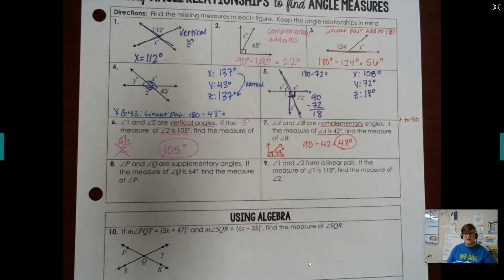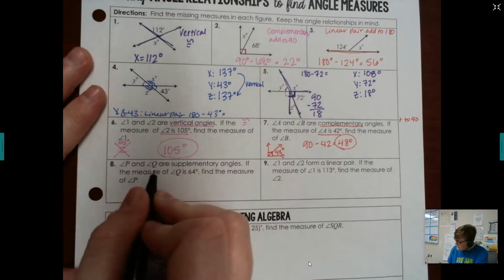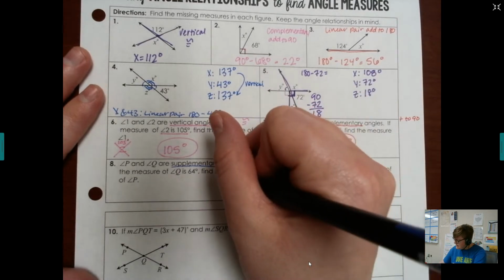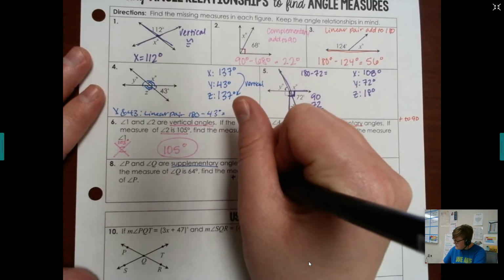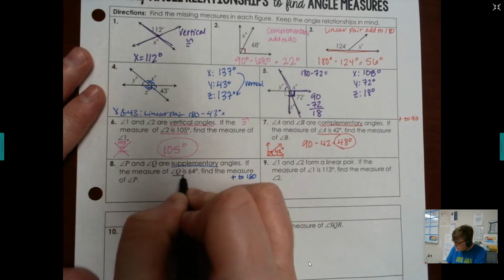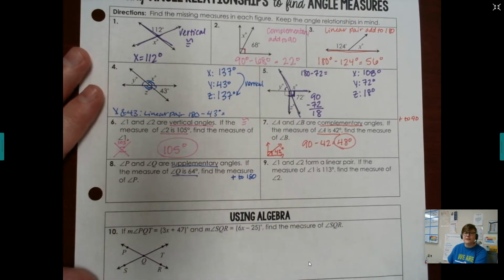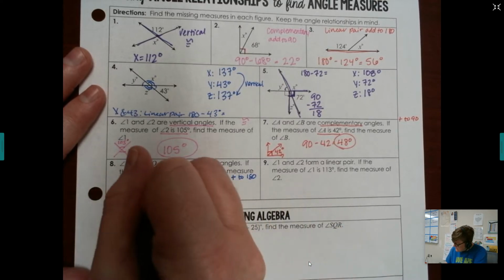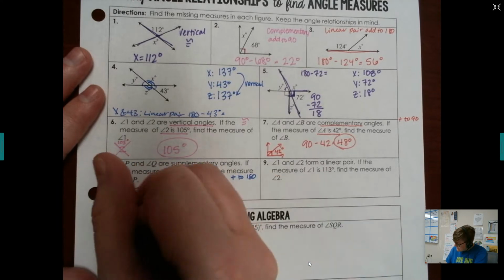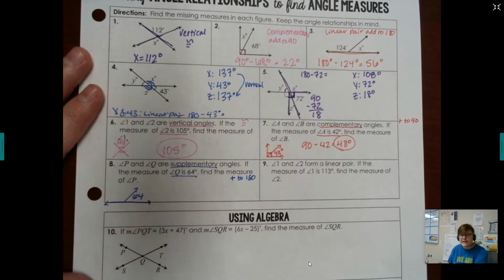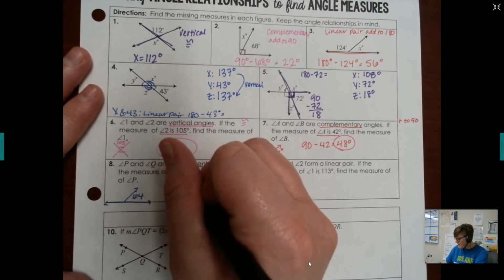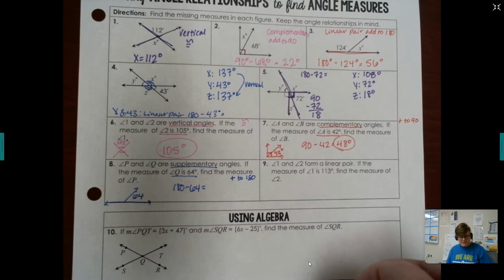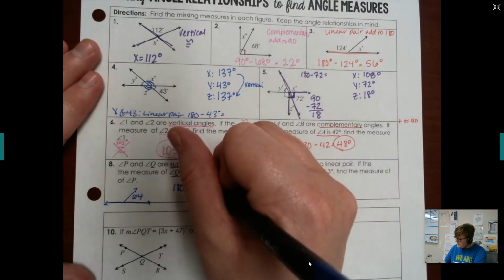Number 8, reading the question, P and Q are supplementary angles, so that means they add to 180. The measure of angle Q is 64, and we want to find the measure of angle P. Again, we can always draw a picture if we would like. So if I have 64 here, and I know they have to add to 180, 180 degrees minus 64 is 116 degrees.